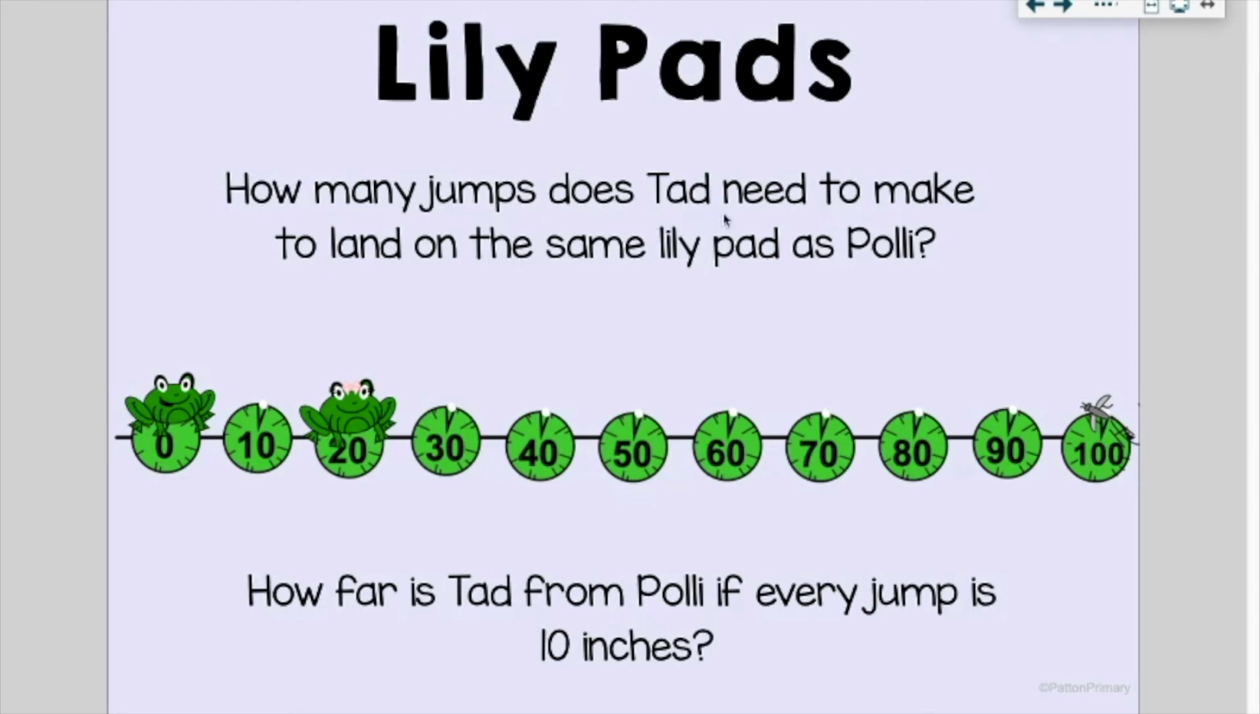How many jumps does Tad need to make to land on the same lily pad as Polly? So Tad is at 0 and Polly is at 20. So use your eyeballs or use your finger to figure out how many jumps Tad needs to make to land on the same lily pad as Polly. Let's try. 1, 2. 2 jumps. How far is Tad from Polly if every jump was 10 inches? Well, he was at 0, so 10 inches, 20 inches. Tad was 20 inches away from Polly.